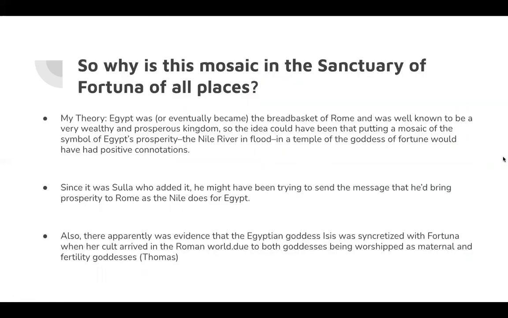Okay, there we go. So the question would probably be, why exactly is the Nile mosaic, which is representing a very iconic piece of Egypt, specifically in the sanctuary of Fortuna of all places? Well, this is really just my theory, but I know that historically Egypt was a very important place of trade for Rome as an agricultural hub.